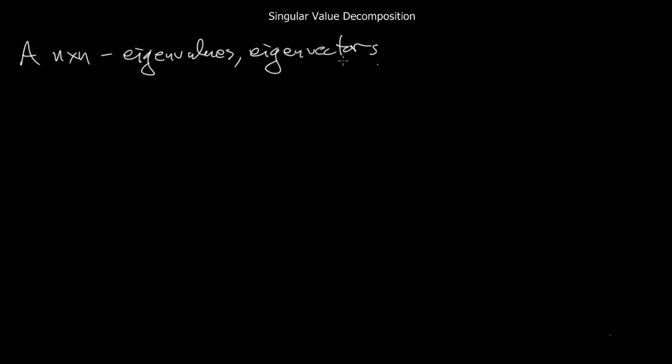Welcome back. Today we're going to talk about the singular value decomposition. If you have an n by n matrix, you can talk about its eigenvalues and its eigenvectors, and that leads to the Jordan form and lots of information about the matrix. And remember, an eigenvalue and an eigenvector are given by this equation.